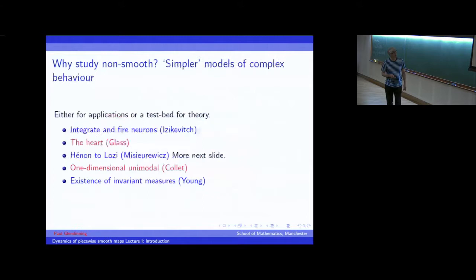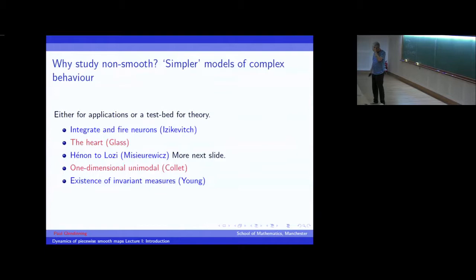Right, so why else look at non-smooth? Well, one reason is that sometimes non-smooth is much easier than smooth. Izhikevich did some very nice models of neuron firing, and neuron firing is complicated. But roughly speaking, the story is you have a potential in the neuron that goes up, and if it gets high enough, it fires. And then there's a reset. But the details of that are completely complicated.